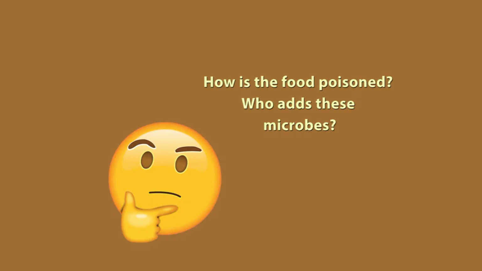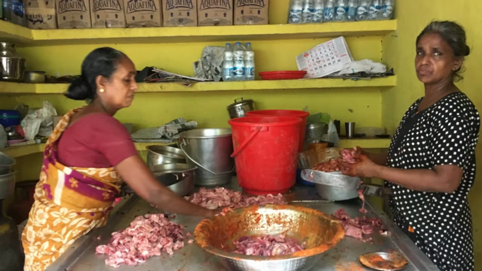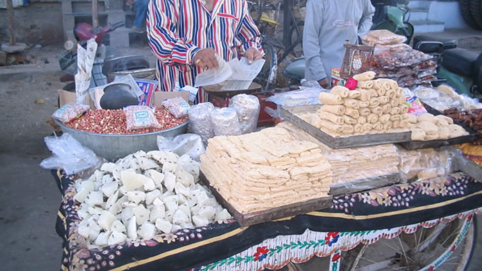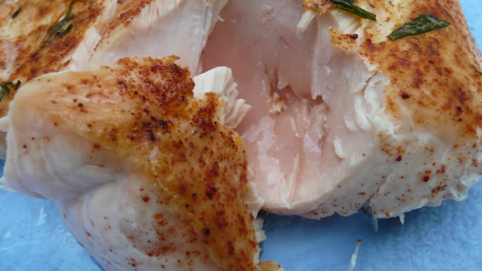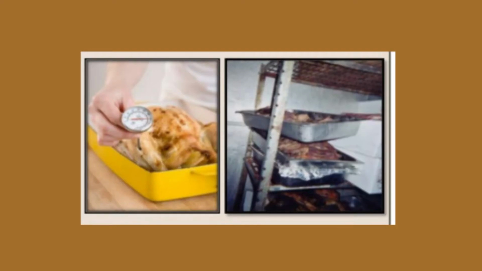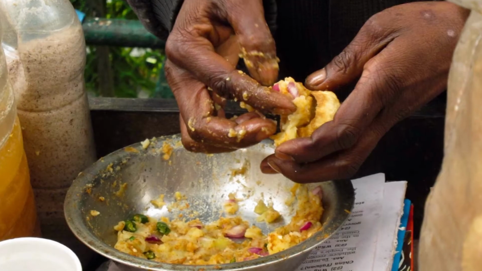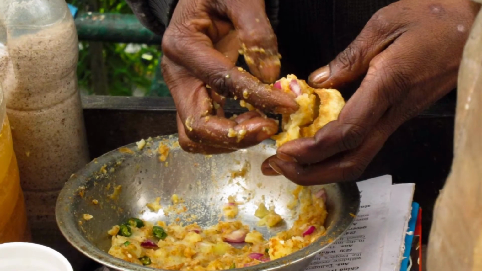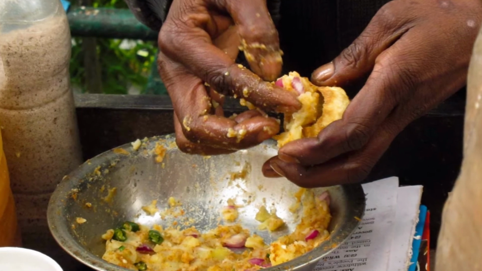But how is the food poisoned? Who adds these microbes? Let us find out how the food is poisoned. Most often, food gets poisoned when it is mishandled, left uncovered for too long, not cooked properly, not refrigerated properly, or when handled by a person who did not wash their hands.